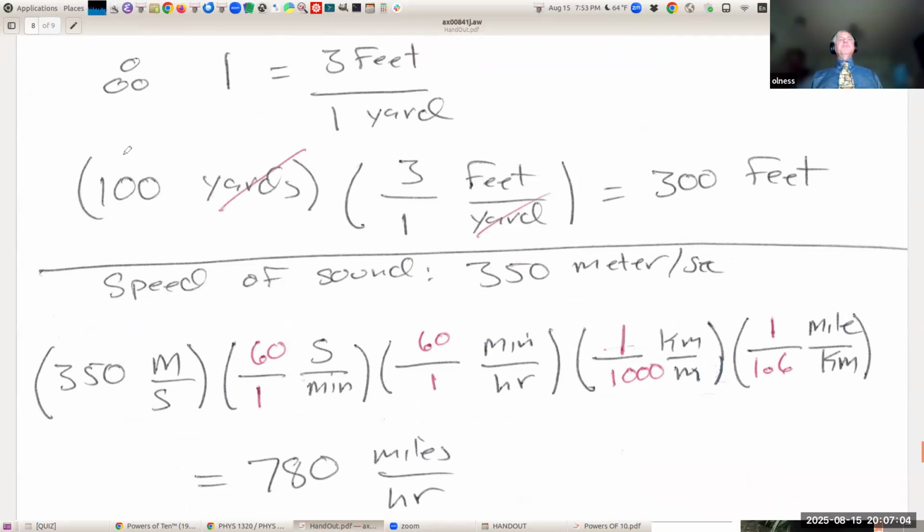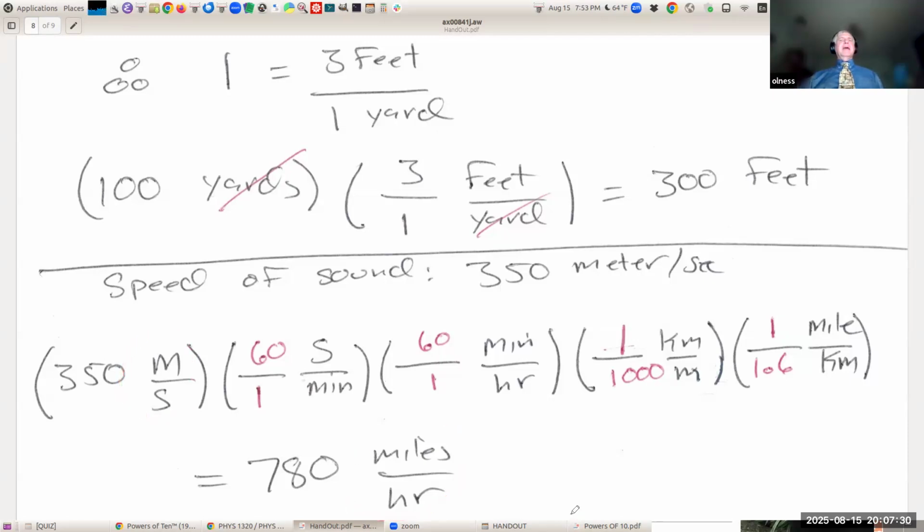So as I said, the speed of sound is about 350 meters per second. Okay. But that's great, but we don't have an intuitive feel of that. If I'm driving my car down the highway, how many meters per second I'm going, I don't know. My speedometer reads miles per hour. So I want to convert meters per second into miles per hour.